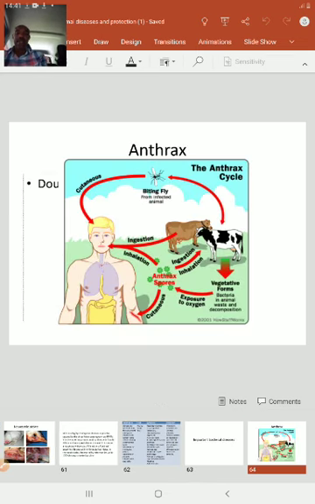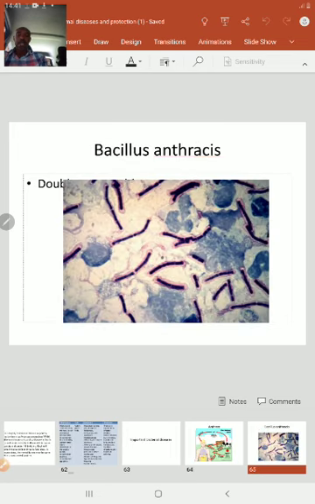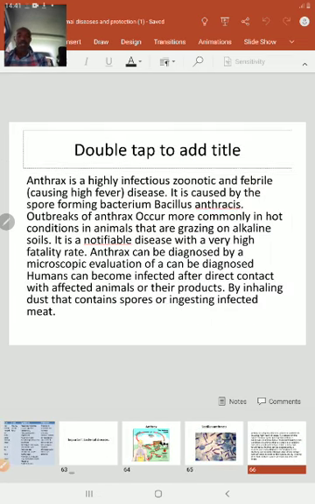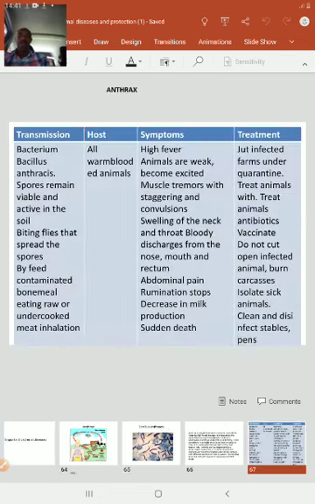Bacterial diseases, we have anthrax. You can see that it's spread by spores, right? And it's also zoonotic, that it can spread from animals to human beings. So that's how it is shown there. It's highly infectious, and it's caused by that spore. It can cause outbreaks. It affects all warm-blooded animals.